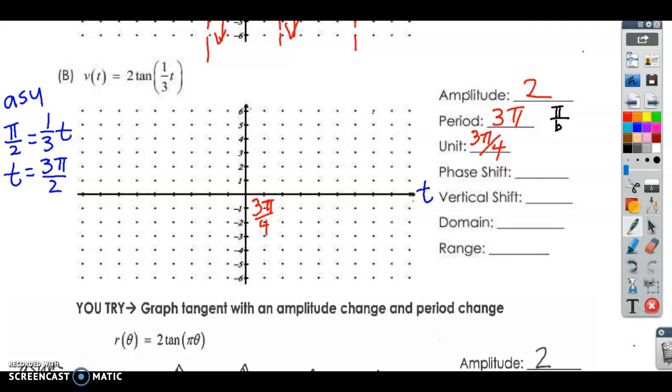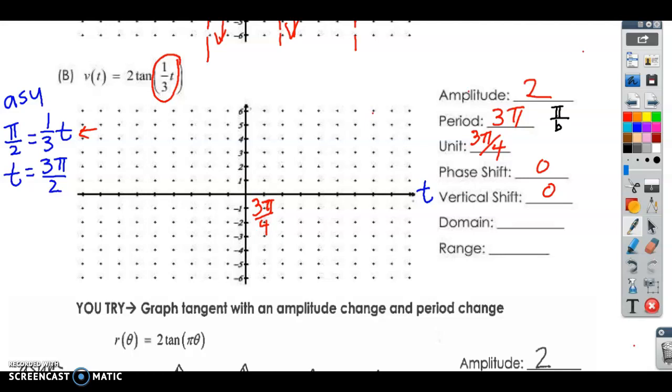We still don't have a vertical or a phase shift, which is nice for the first couple examples. So let's go ahead and solve for the asymptotes. This is a graph of a tangent function, so we set what's inside the parentheses equal to pi over 2, because that's where the asymptotes are. So here's my equation. Now you have to multiply both sides by 3 to get the t by itself. So in this case, the asymptotes are at 3 pi over 2. Now we're counting by 3 pi over 4.